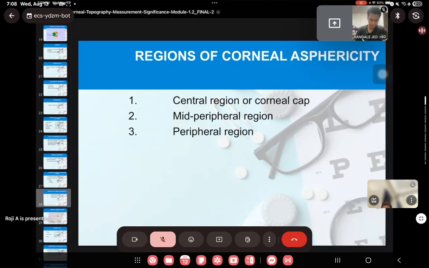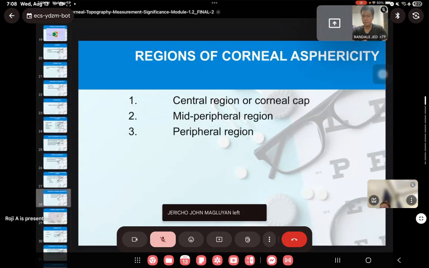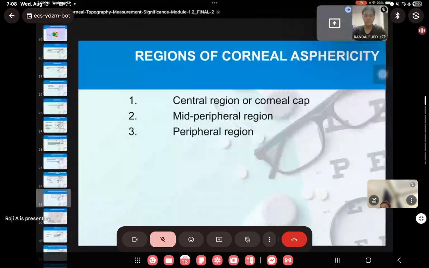Of course, as you go away from the center, your keratometer may not be equipped. That's why you might think of a topographer, so you can get the full scope from the limbus all the way to the corneal cap, right? From center to the periphery.